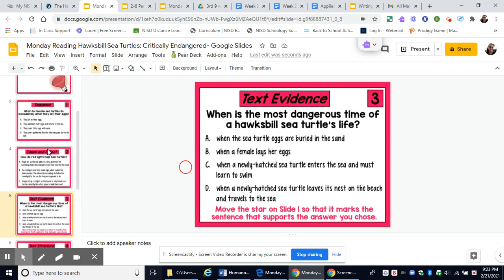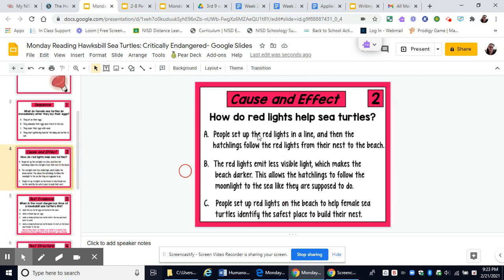Okay. So for this one, you're going to go ahead and do the same thing. Let me read you the cause and effect. How do red lights help sea turtles? A. People set up the red lights in a line and then hatchlings follow the red lights from their nest to the beach. B. The red lights emit less visible light, which makes the beach darker. This allows the hatchlings to follow the moonlight to sea like they're supposed to do. That's kind of a hint. People set up red lights on the beach to help female sea turtles identify the safest place to build their nest.